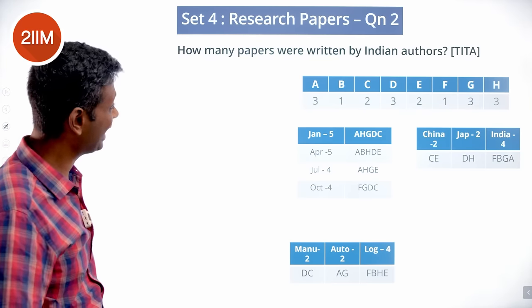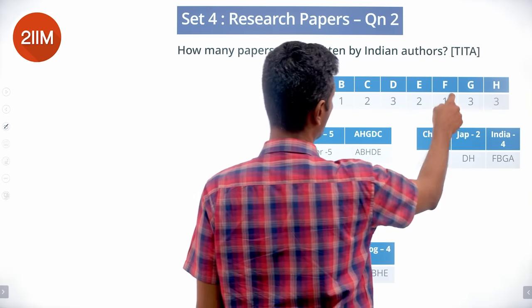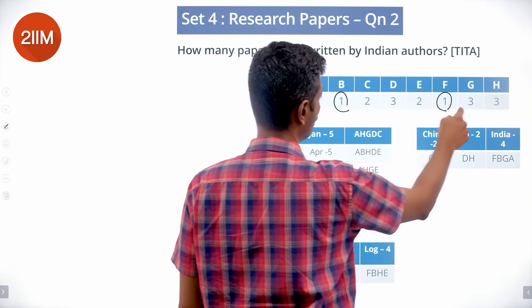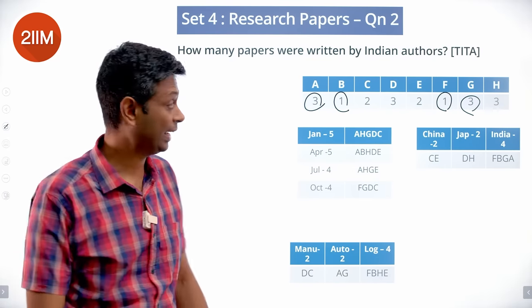How many papers were written by Indian authors? Indian authors are F, B, G, A. F is 1, B is 1, G is 3, A is 3. 1 plus 1 plus 3 plus 3, which makes 8.